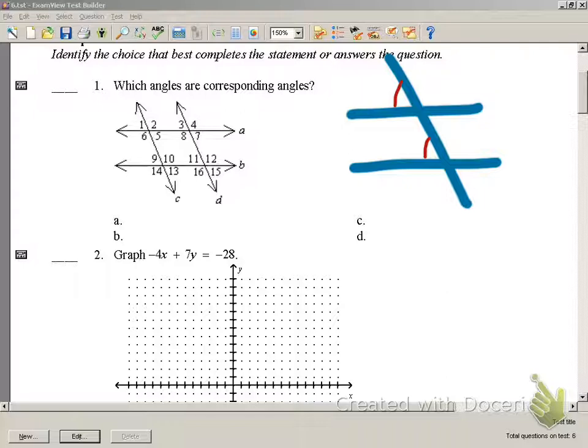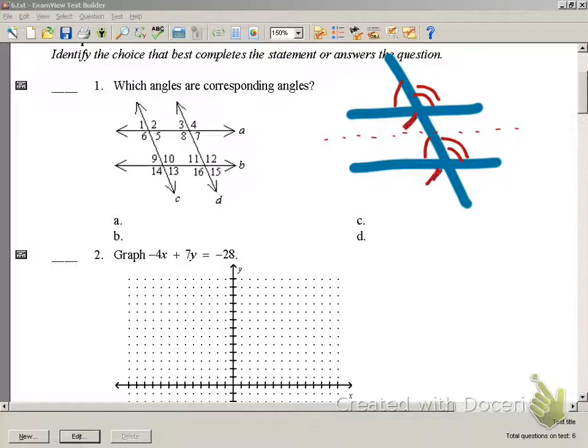So you want to treat it as if you could cut the transversal and pick one intersection up and put it on top of the other one. What angle would be on top of the other? Those are corresponding angles. Corresponding angles are angles that are in the same location. In the drawing that I have, I'm referring to the angles that are in the upper left corner. These two angles here are also corresponding.